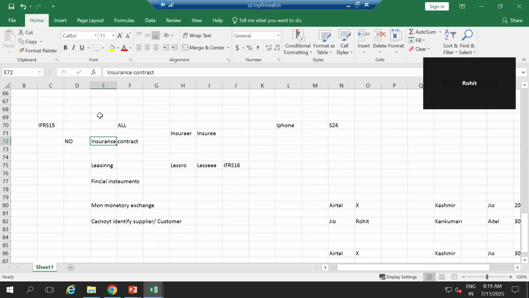No. The only exceptions are 5, which are lease contracts, financial instruments, non-monetary exchange of goods and services, insurance contracts, and cannot identify a scenario where there is a customer or a supplier. Except these 5 cases, in all the remaining cases IFRS 15 is applicable, regardless of the industry you are in, regardless of the company you are in, regardless of the country you are in. Okay? Is it clear?